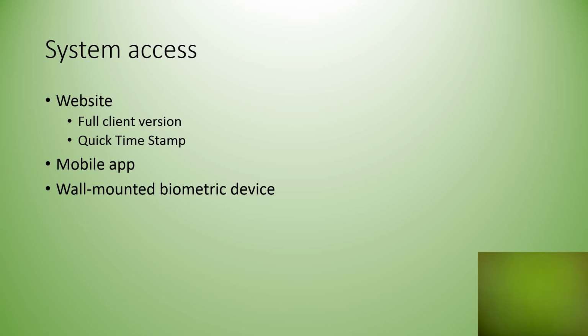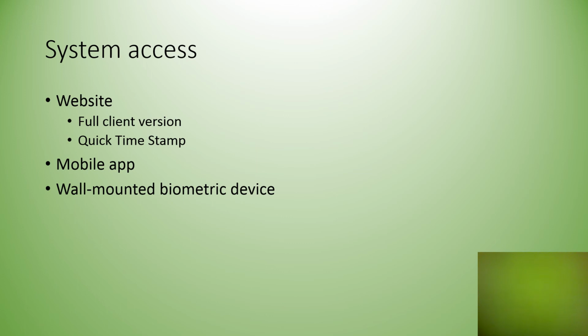Now let's talk a little bit about system access. The time and attendance system is web-based, which means that any device that has a connection to the internet can be used to record time and submit leave requests. So if you have a tablet or a laptop at home, you can use that if need be. If you're at a public library and you want to use a computer there, you're able to do that as well. You just need to know the URL and log on and sign in with your username and password. There are two different types of web pages. There's a full client version and a quick timestamp. We'll take a look at those in just a minute.